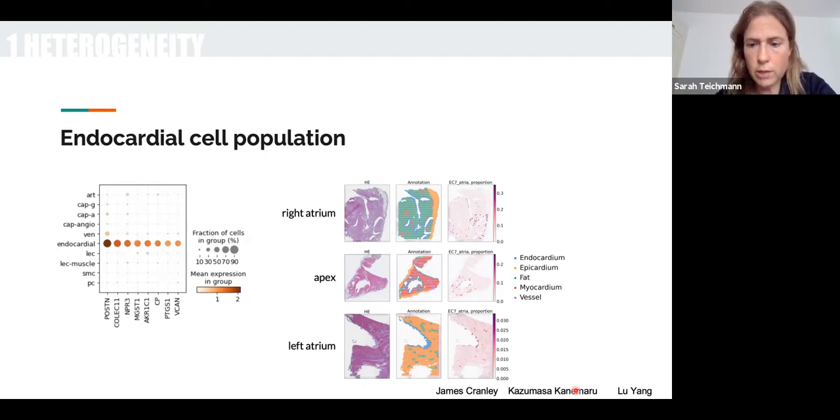And Ling worked with James Cranley and Kazumasa Kanemaru in my group to tease this information out and map it onto spatial transcriptomics data that we have using 10x Genomics Visium technology for the free wall of the chambers of the heart, right atrium, left atrium, and apex. And this gives us confidence in our annotation that we have endocardial cells predicted from suspension cell data and localized to the correct place in the Visium data.